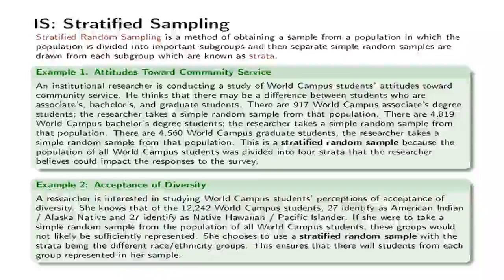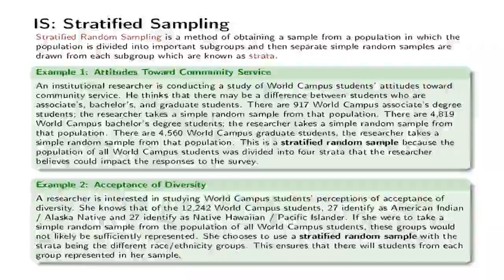Now, another sampling method is stratified sampling. So this still falls under inferential statistics. So stratified random sampling is a method of obtaining a sample from a population in which the population is divided into important subgroups, and then separate simple random samples are drawn from each subgroup, which are known as strata. So let's have an example for us to understand clearly what stratified sampling is.